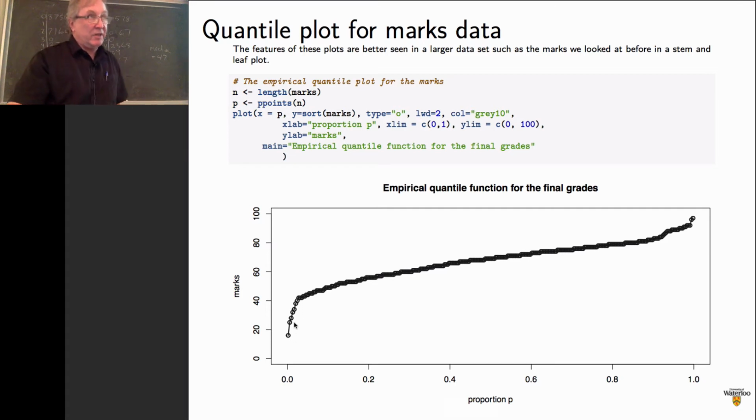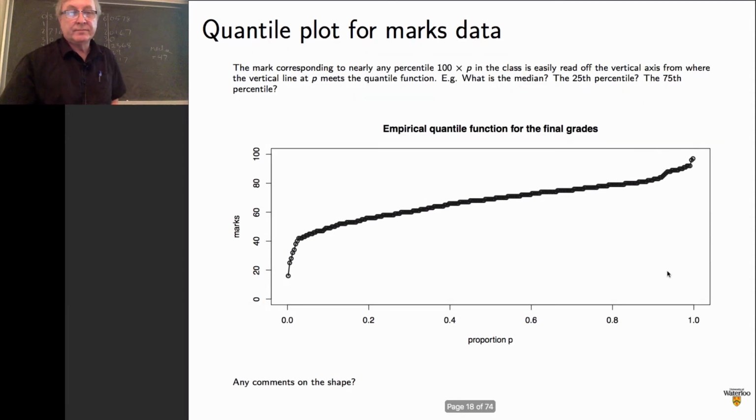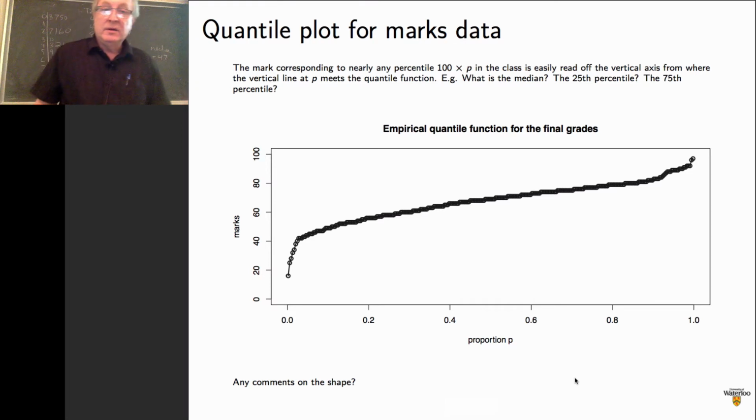Think about that stem and leaf plot. Okay. From this, we can of course read off any value. If I want to find the median, what do I have to do? Well, I have to figure out where 0.5 is here, where it strikes this graph, and what mark that corresponds to, right? So just reading that off.